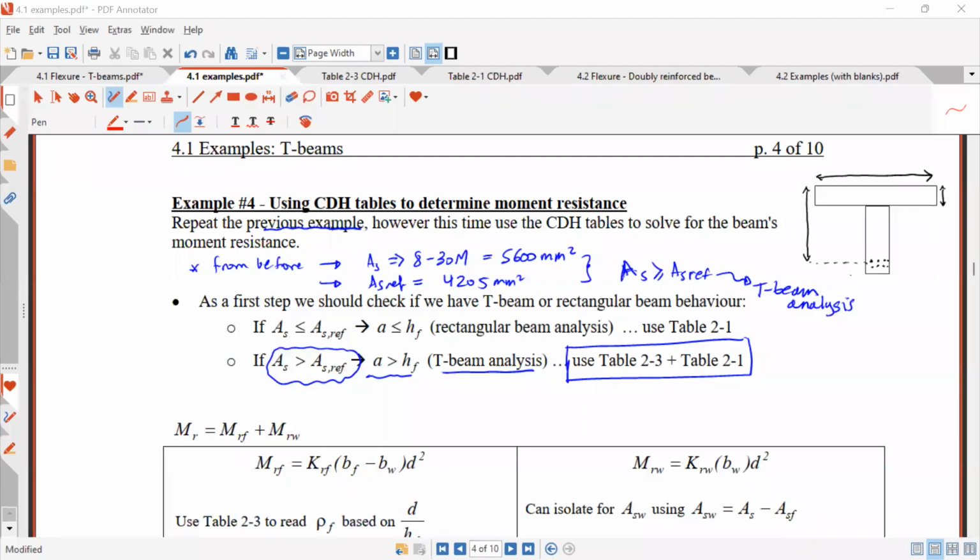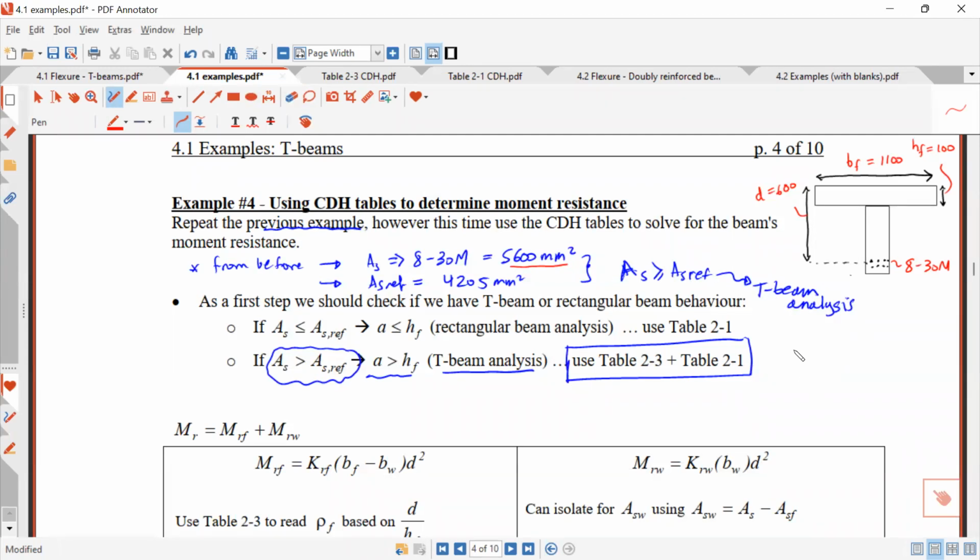Okay, so for example 4, if we remember, we had this beam. It had a flange here of 1,100 millimeter. This thickness here, HF, was 100. This was given, D was 600. Here we had 830 Ms, and we had calculated that's 5,600 millimeters squared. We also had calculated AS reference. And we found that since AS is larger than AS reference, we have T-beam analysis.